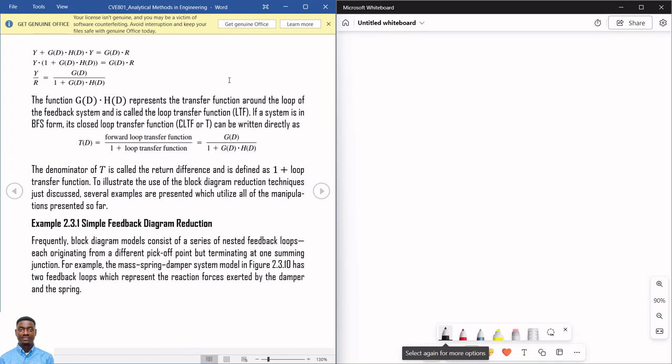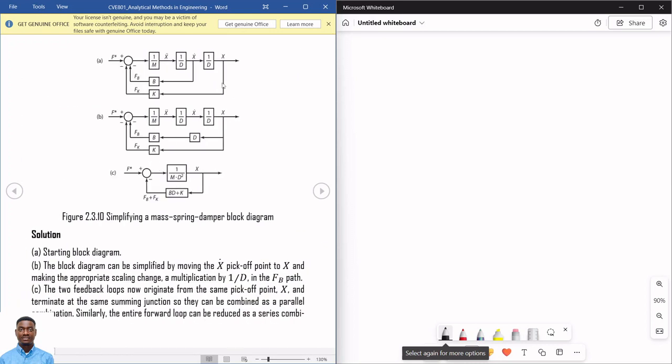So that's just what we are going to be doing here. In this case, we have 1 over D. So when we moved over 1 over D, what we are going to be having is D, because the inverse of 1 over D is D. That's why we have D here. You understand? So having done this, 3 now becomes series. The output here goes into here. So this now becomes series, and we can multiply them together into a single block.